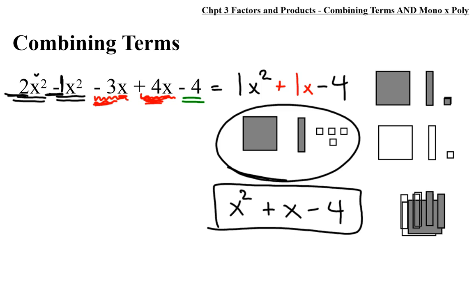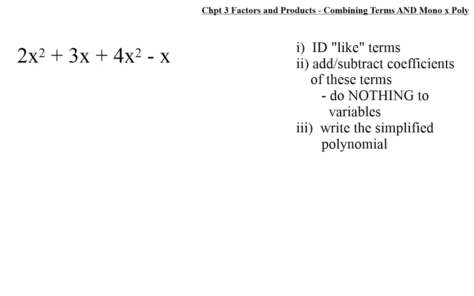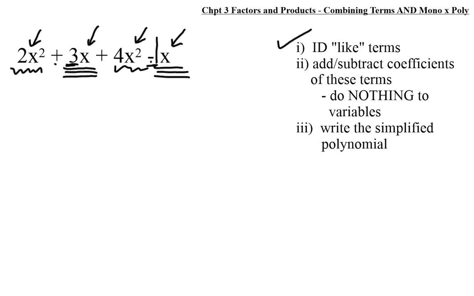So that's what we're looking to do to combine terms. So let's do it without tiles, because tiles are helpful to see why we do it, but let's walk through the steps. Identify your like terms. These are x squared terms. They're like. I then have an x term, and I have another x term, because I don't worry about the signs. I don't worry about the coefficients. I have a 3 and a negative 1. I don't care about those right now. They're like terms because they're both x terms.